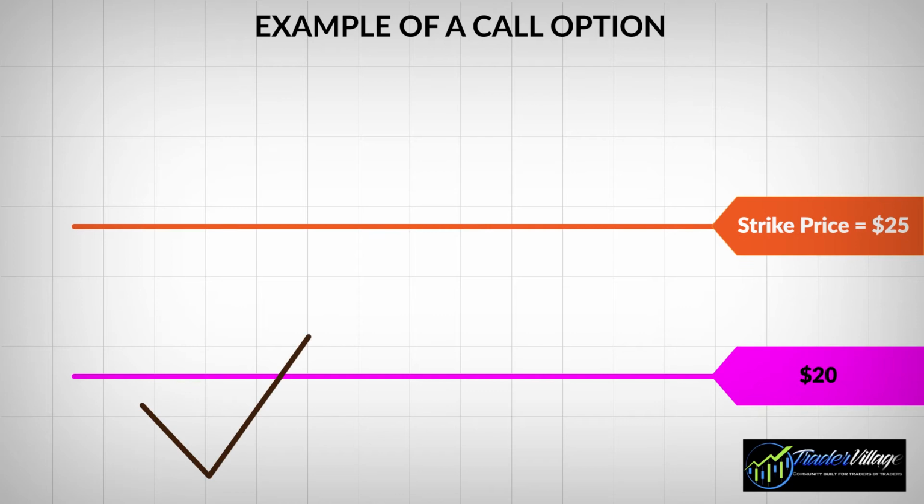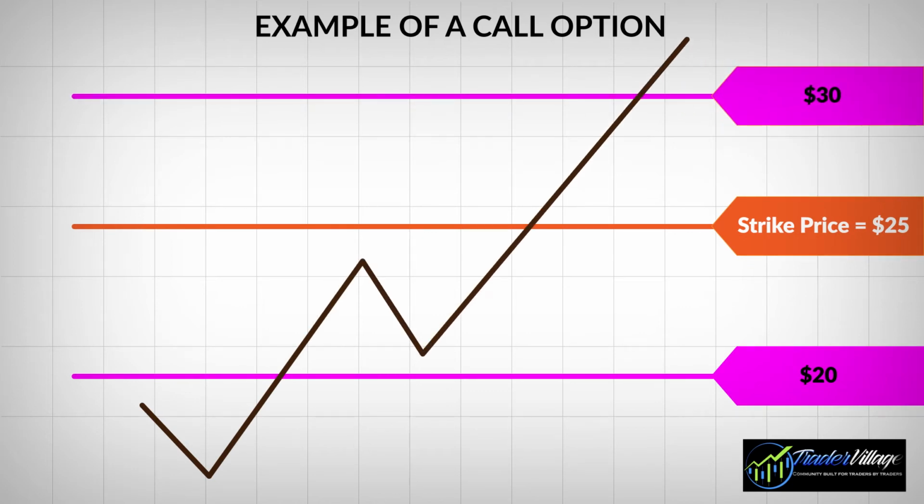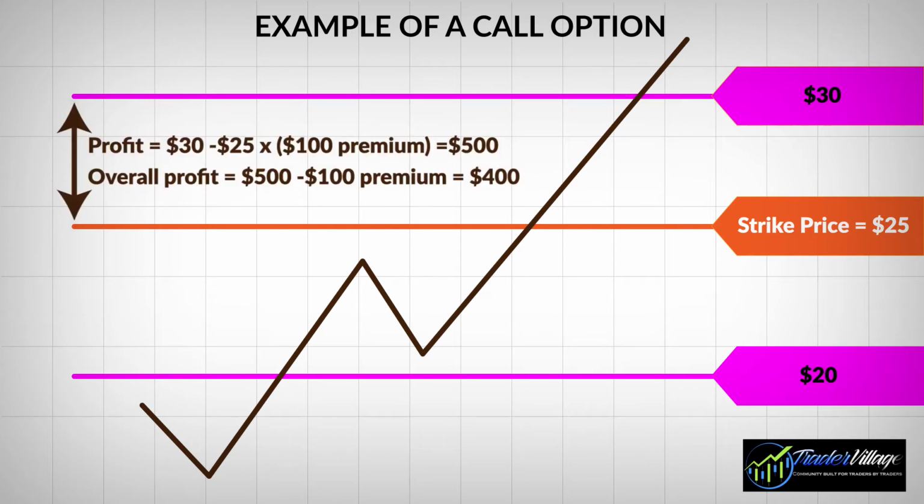If the price of Apple shares did rise to a market price of $30, you could buy that stock from the seller at the agreed-upon strike price of $25 and resell it into the market for an immediate $5 profit per share. This would earn you $500, but you would still need to subtract your premium, meaning your overall profit would be $400. If the market moved against you, you could let the option expire and you'd only lose the initial $100 premium.